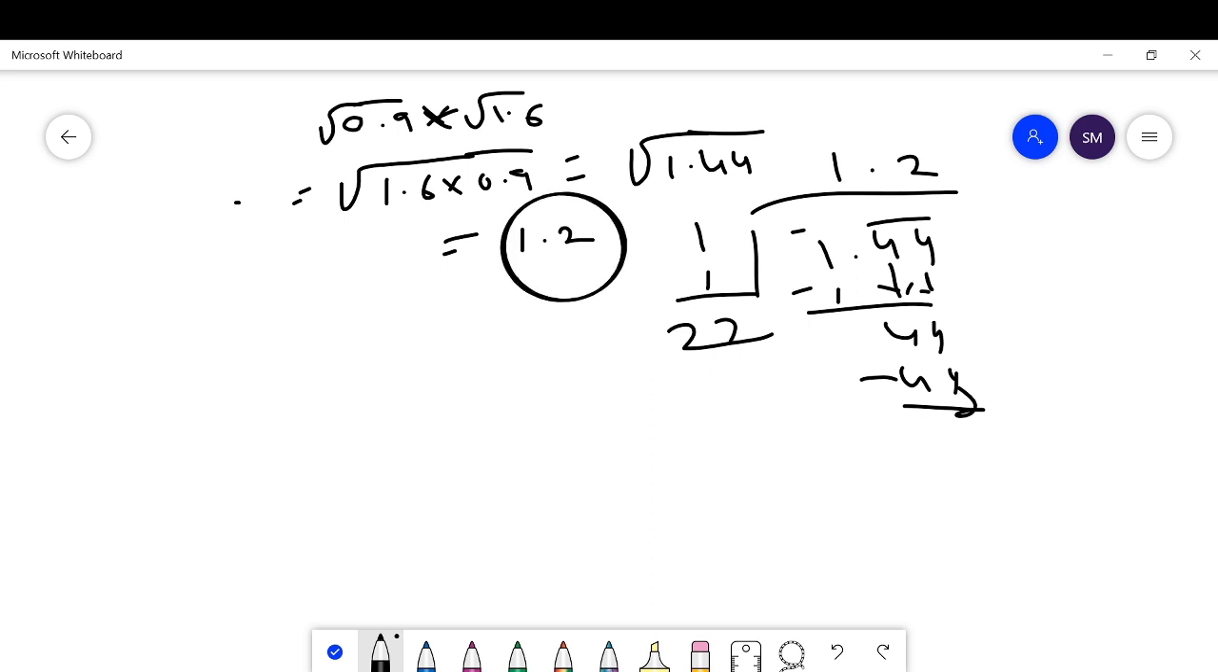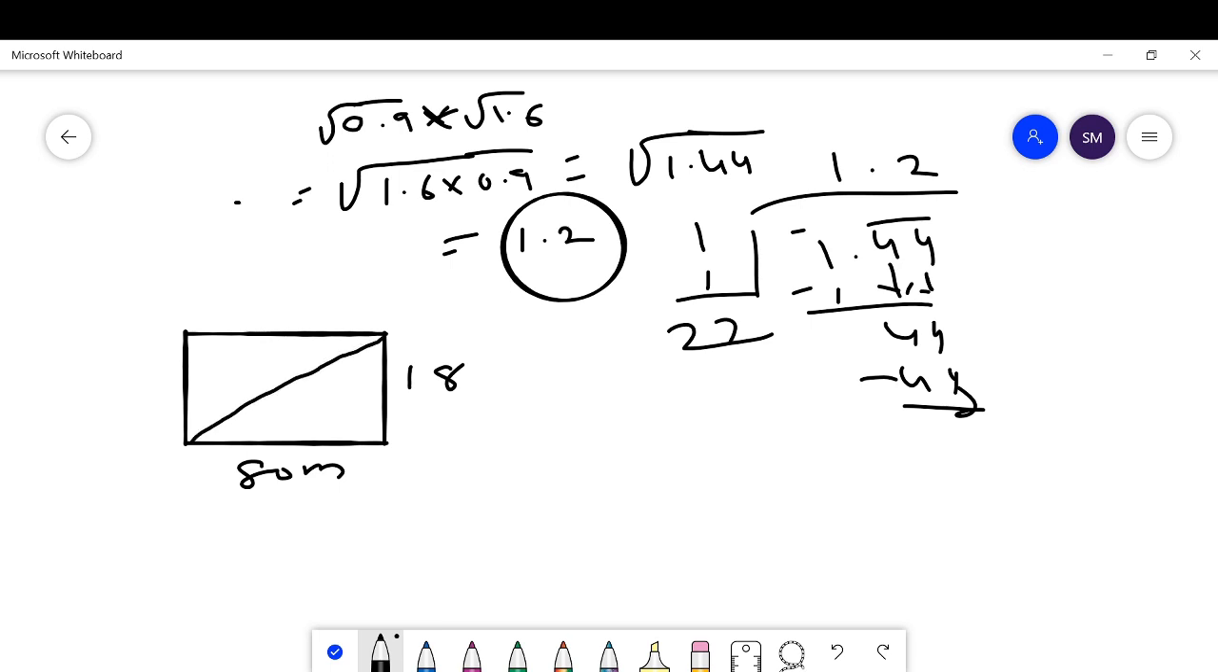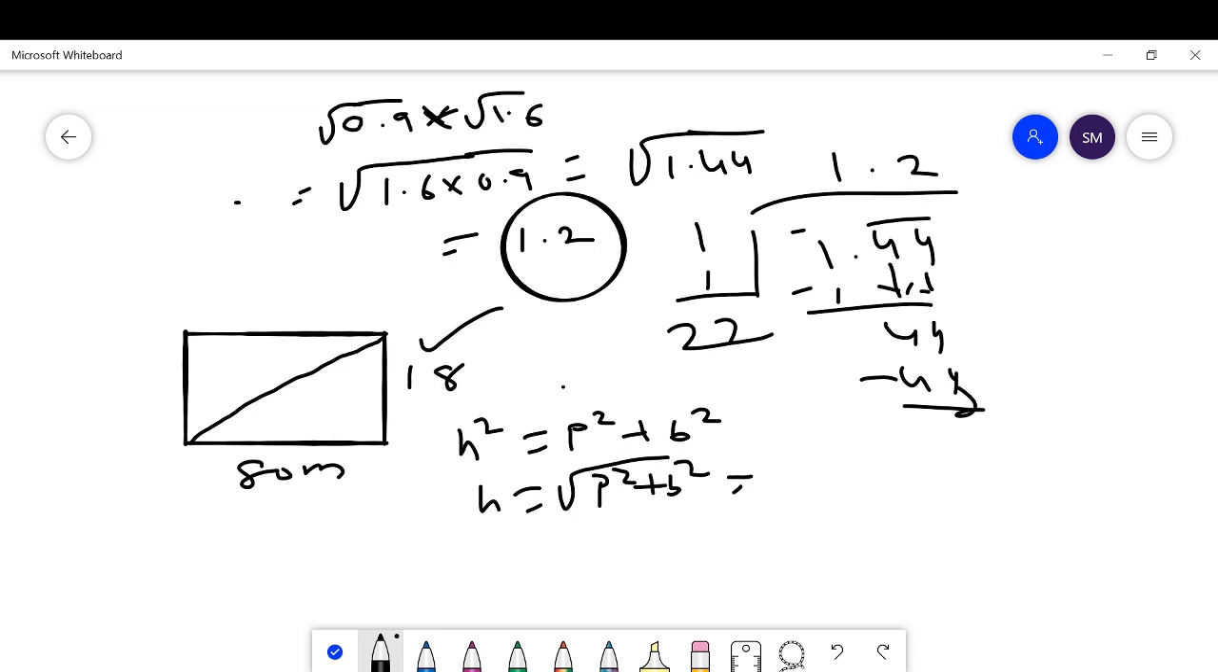Then solve more examples of Olympiad level. Suppose you have given a rectangle of length 80 meter and 18 meter width. You have to find out the hypotenuse, the length of the diagonal. Recall Pythagoras theorem. H square is equal to P square plus B square. H equals square root of P square plus B square. Here what is perpendicular? 18. And what is base? 80. Then square root of 18 square plus 80 square.